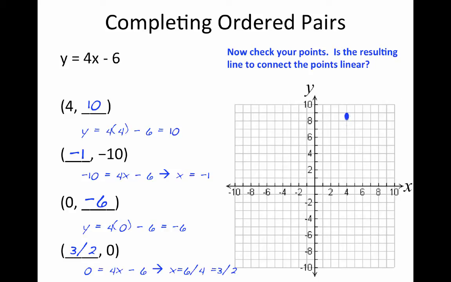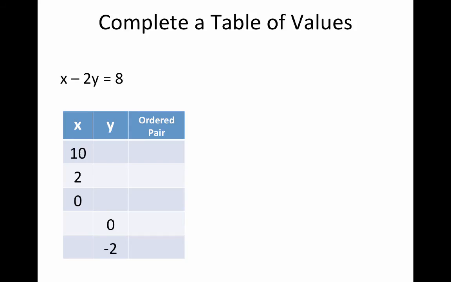Let's graph them. Here's the point 4, 10. Here's the ordered pair -1, -10. Here's the ordered pair 0, -6. And finally, 3/2, 0. As you can see, those points form a straight line. They are all solutions to the linear equation y is equal to 4x minus 6.